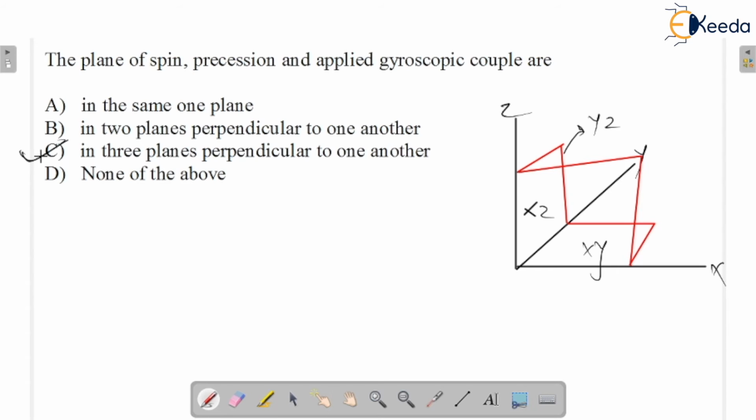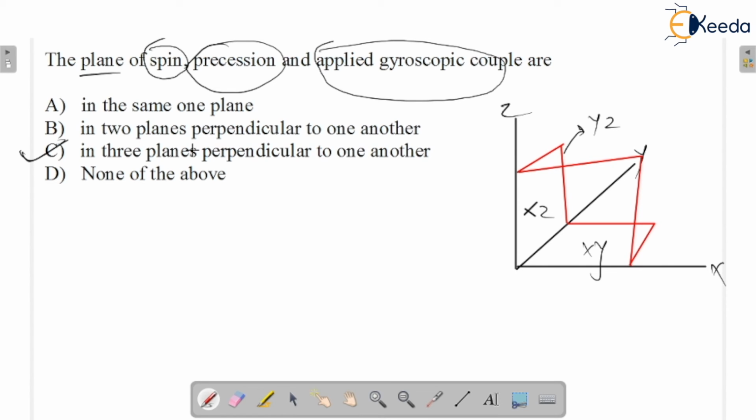So option C is the correct answer: the plane of spin, the plane of precession and the applied gyroscopic couple are in three planes perpendicular to one another, because there are only three planes. This is C, the planes of them are perpendicular to one another.